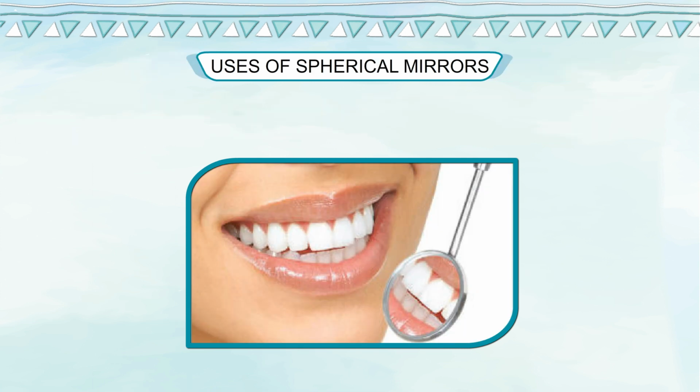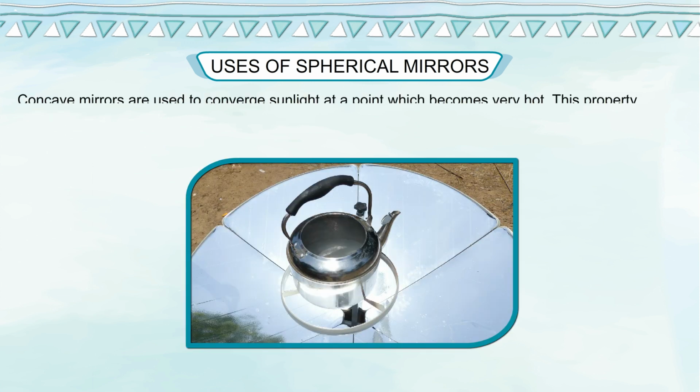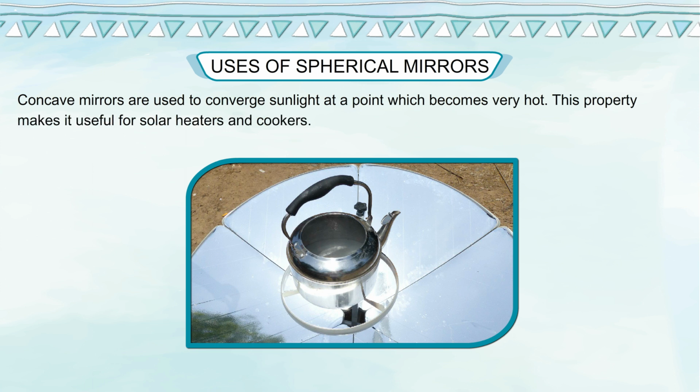Uses of spherical mirrors. Concave mirrors. Since concave mirrors are converging, they are used to collect light, energy, sound and TV signals. Concave mirrors are used to converge sunlight at a point which becomes very hot. This property makes it useful for solar heaters and cookers.